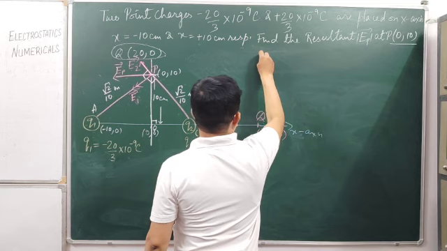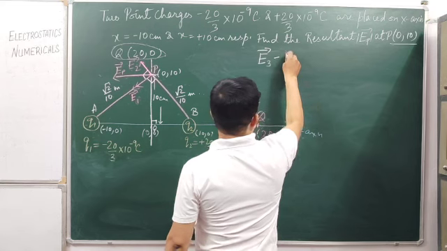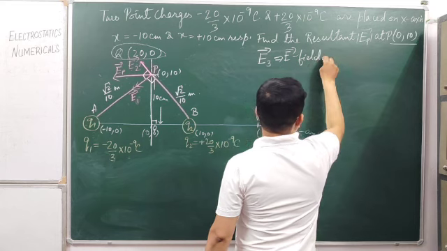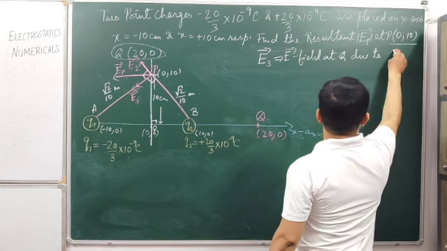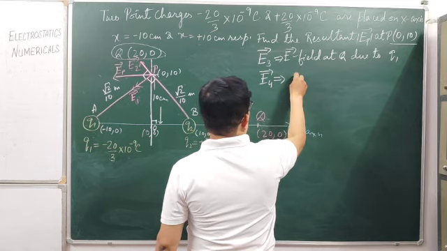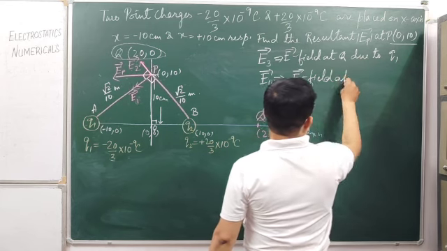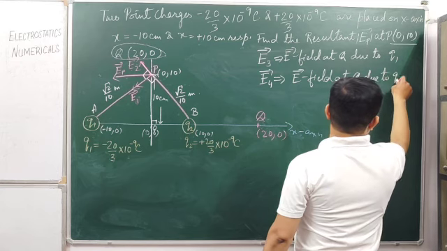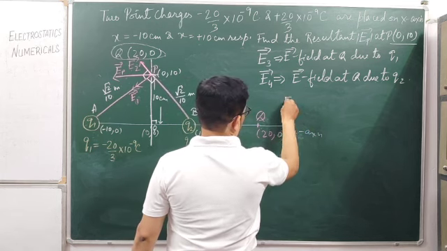Suppose we have made E1 and E2, let E3 be the electric field at Q due to Q1, and E4 the electric field at Q due to Q2. Okay, so let's write the equation. So E3.